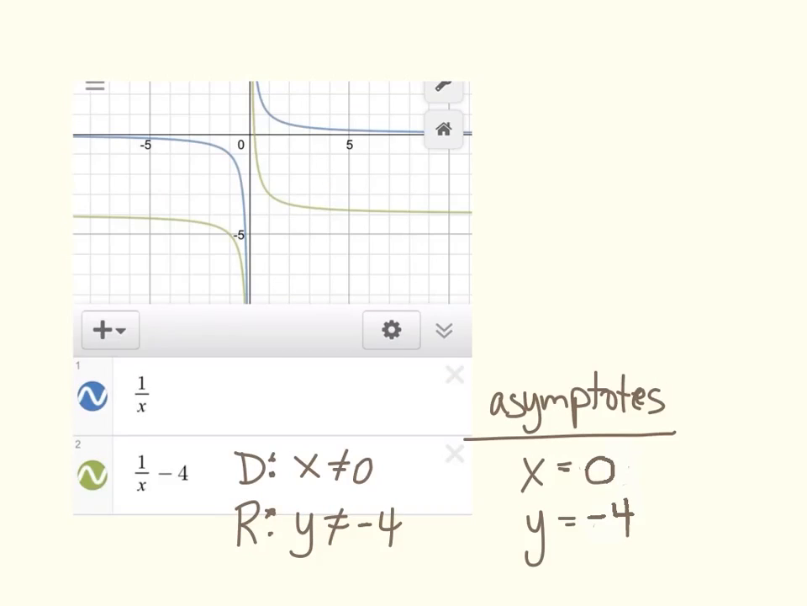And as we've seen before, if you change the number on the outside, it moves things up or down. In this case, minus 4 brought the center location from 0, 0 down to 0, negative 4. If you were drawing this, the asymptotes would be at x equals 0 and at y equals negative 4. You get that from the negative 4 there. That means the domain is everything except x equals 0. The range is everything except y not equal to negative 4.